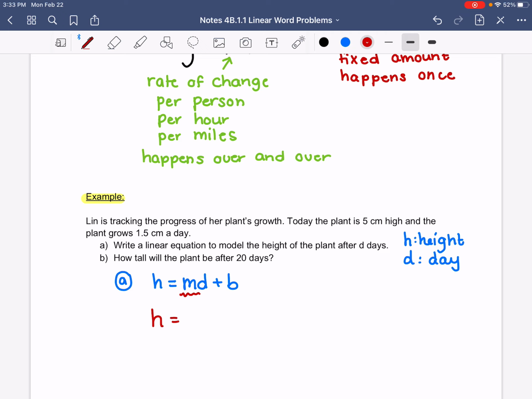So H equals 1.5 D plus b, which is our fixed amount, our starting point. It only happens once. So basically that's going to be the plant's starting height today, which is that 5 centimeters. So our equation is just H equals 1.5 D plus 5.